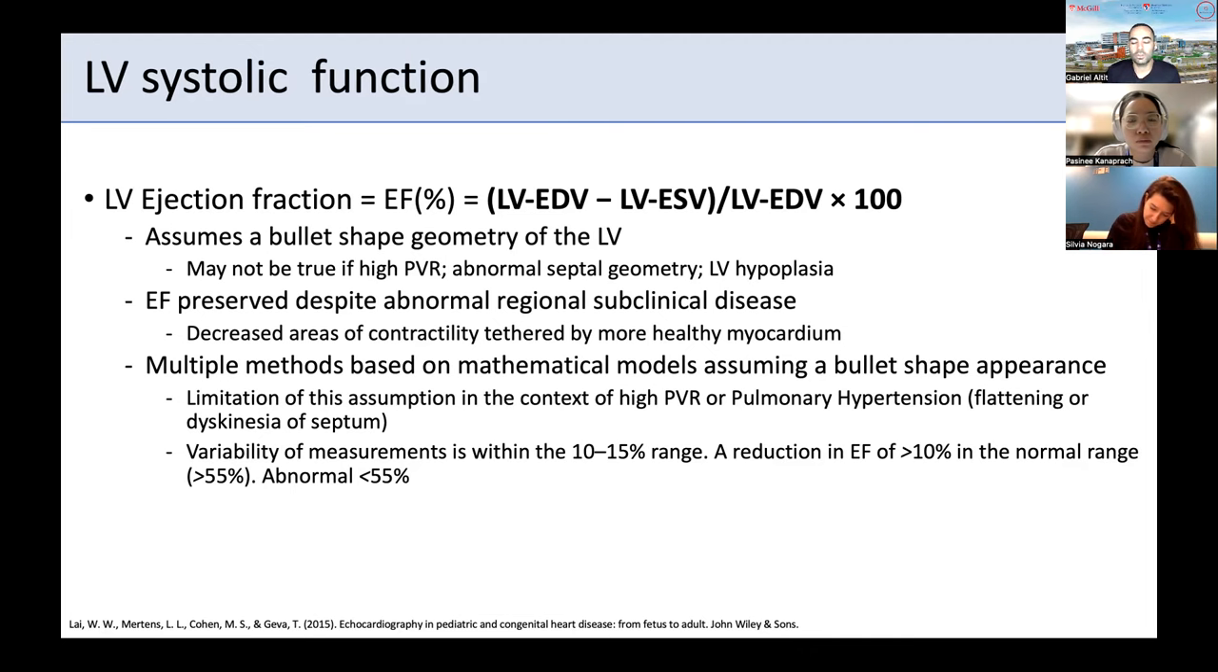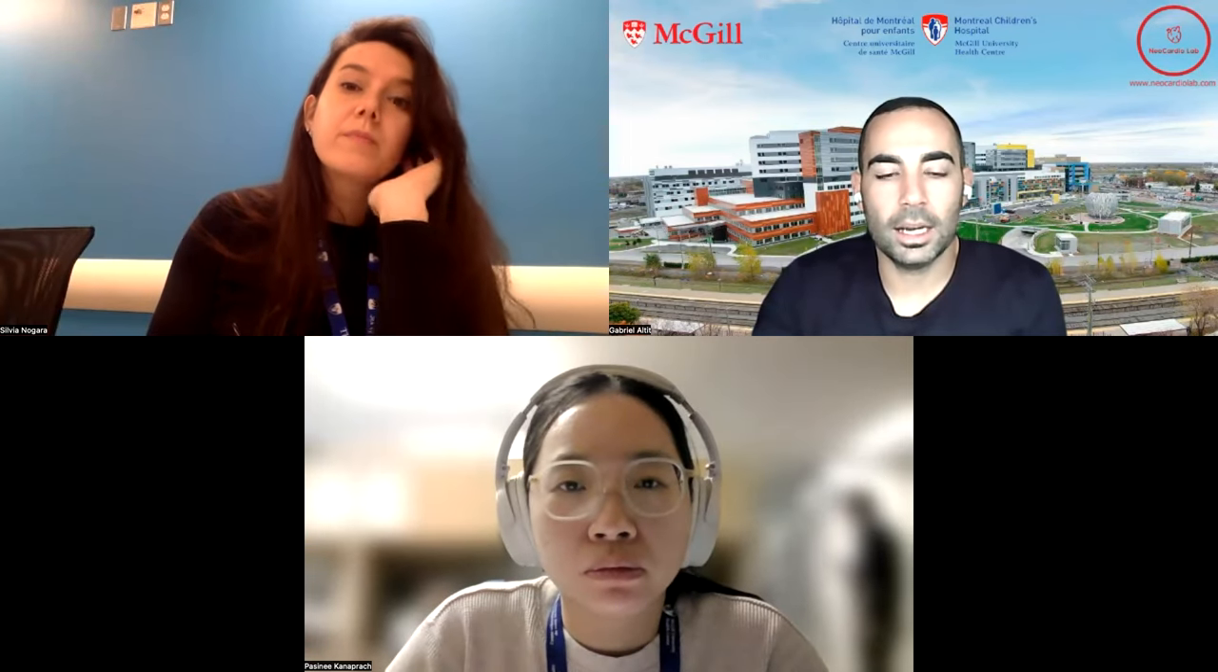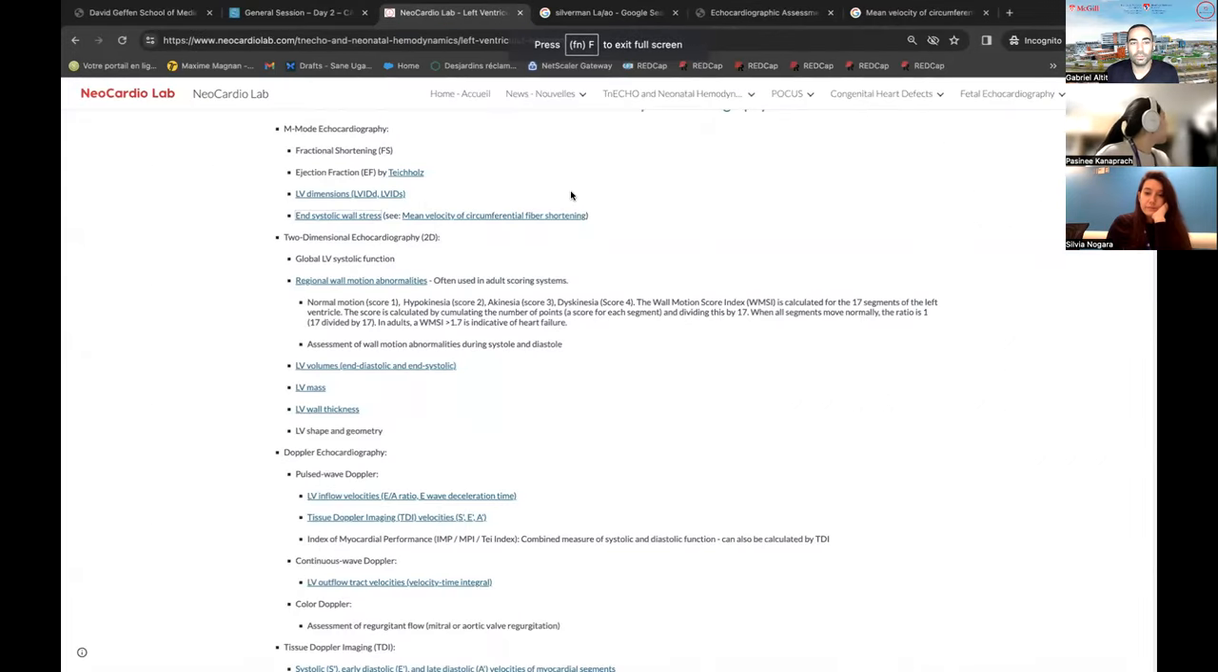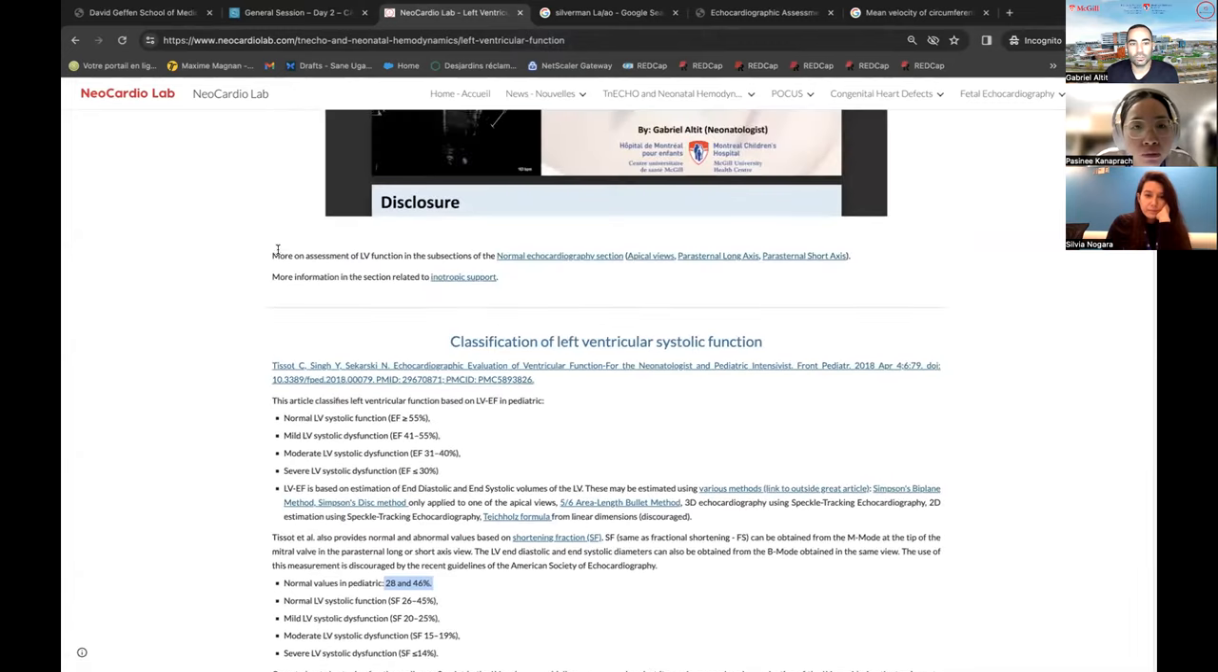And we know that there are also different schemes. Some people are using the cutoff of 55% as being abnormal, and there are other papers that use a cutoff of 50% as abnormal. And it's not exactly the same in adult and pediatrics. So if you go under the website, in the left ventricular function section, I have a whole section on ejection fraction actually.